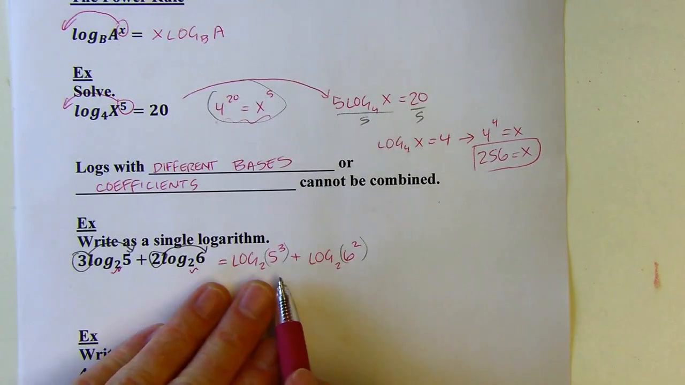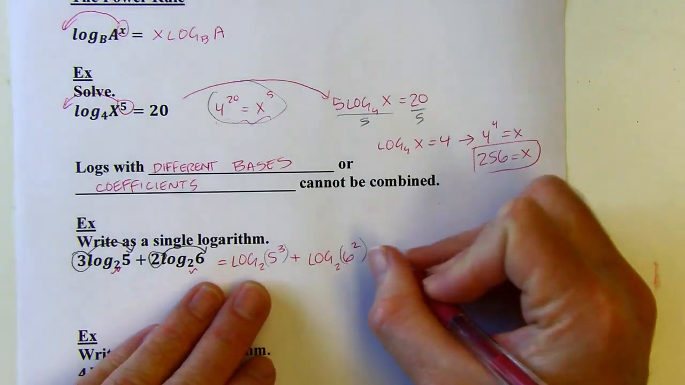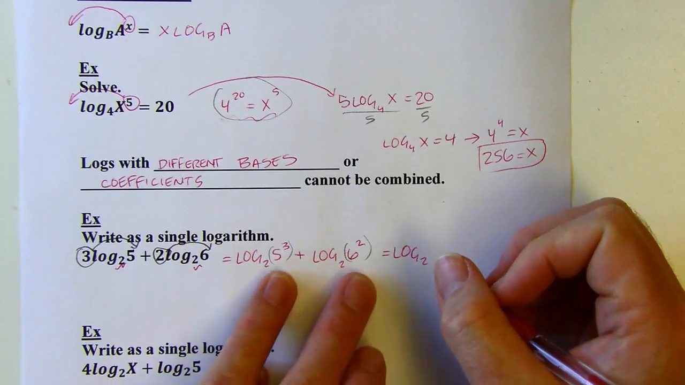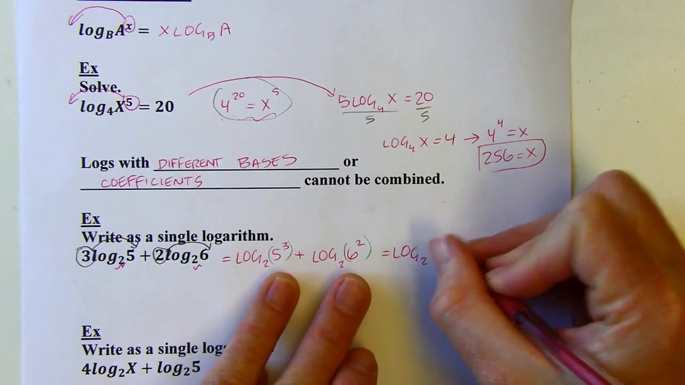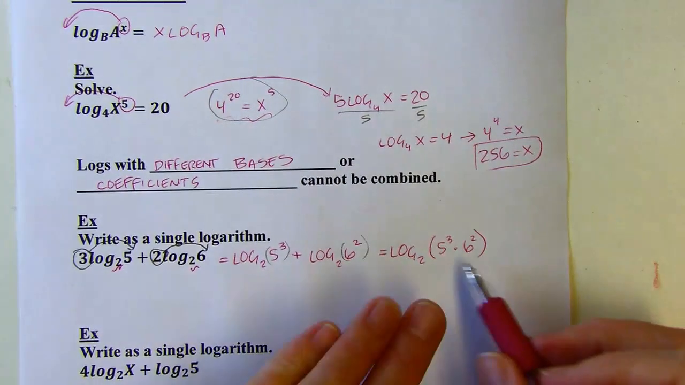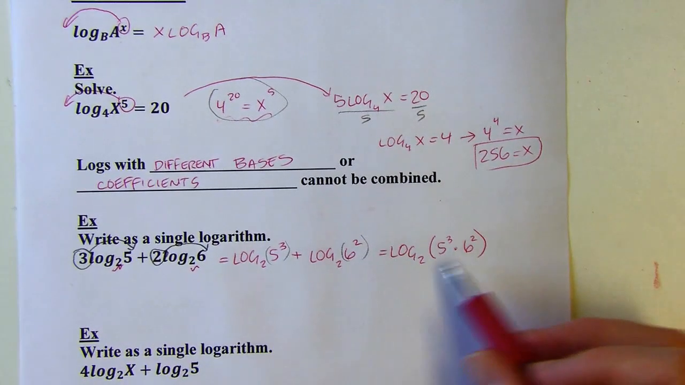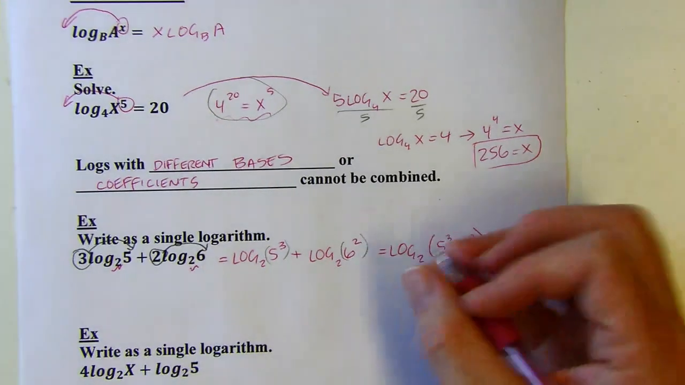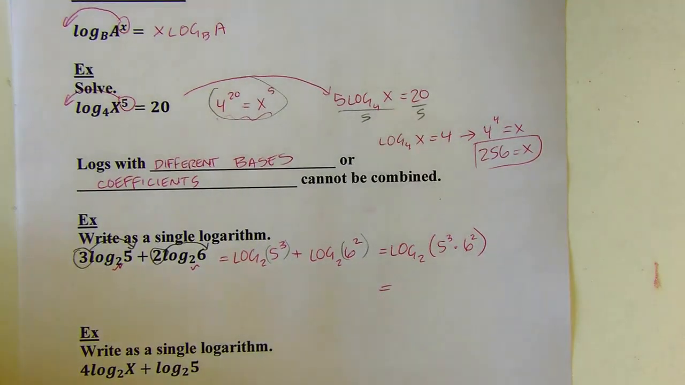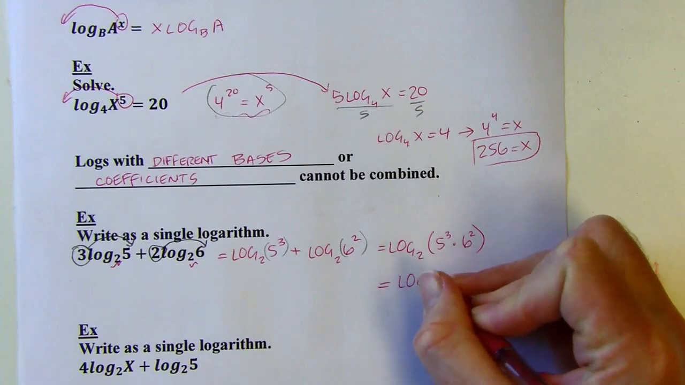So when I combine these logs, since I'm adding the 2 logs together with the same base, I'm going to multiply the contents. Okay, so you can see it doesn't really matter if I'm going to simplify that at some point, right? So let's see, 5 to the 3rd is going to be 125, and 6 squared is 36.